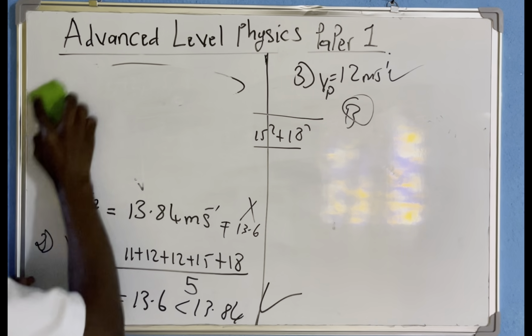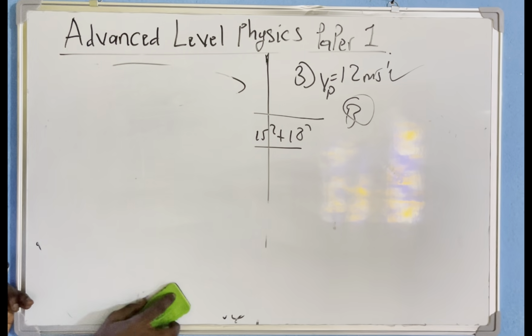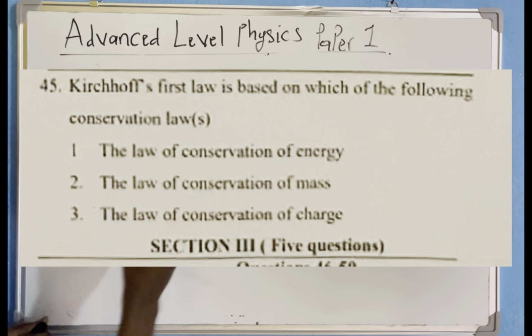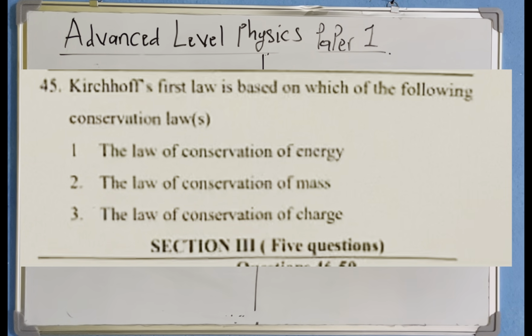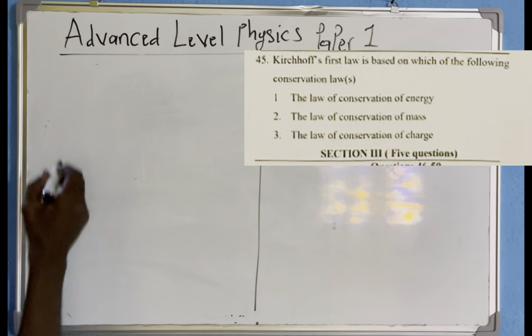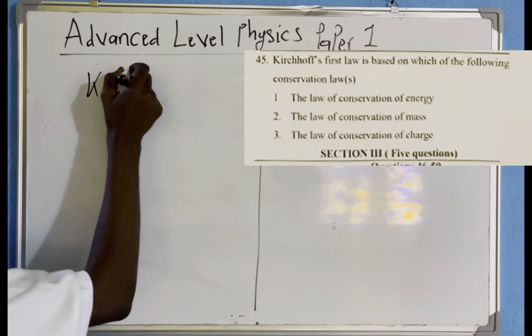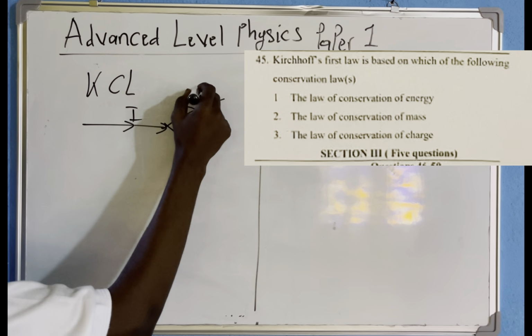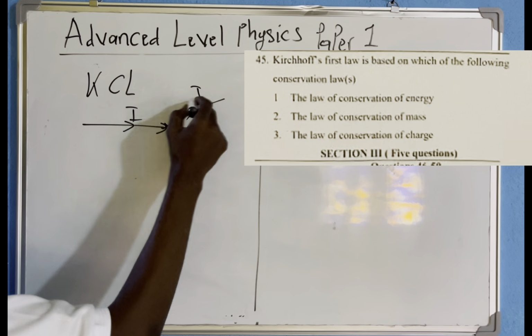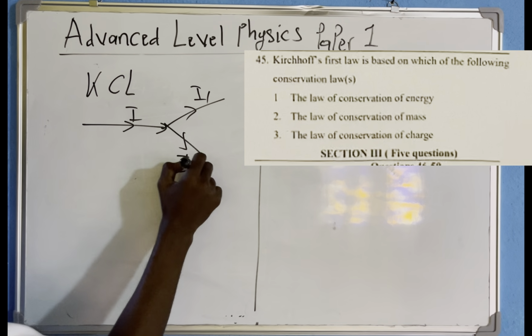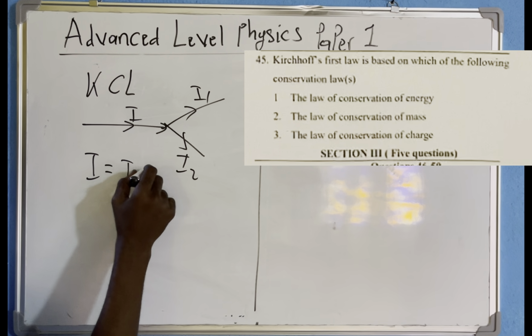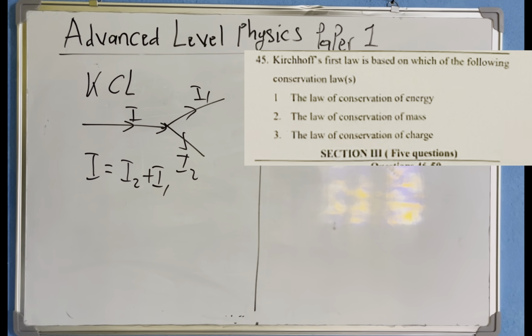This one is quite easy, but many students don't really know it. They are asking us, Kirchhoff's first law is based on which of the following conservation laws? First of all, you know Kirchhoff's first law is Kirchhoff's current law. He's saying the current entering a junction should be equal to the current leaving the junction. So if this is I, this is I1, I2, the current entering the junction should be equal to the current leaving the junction.